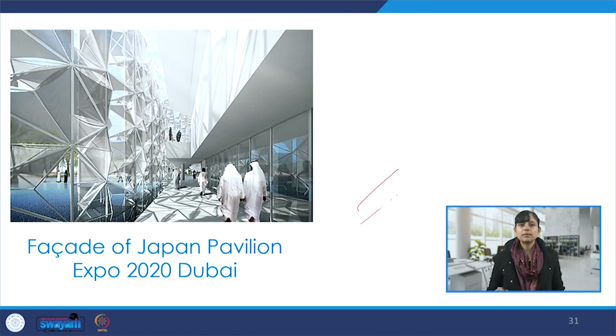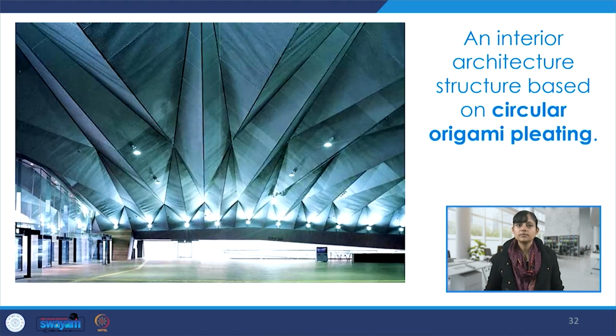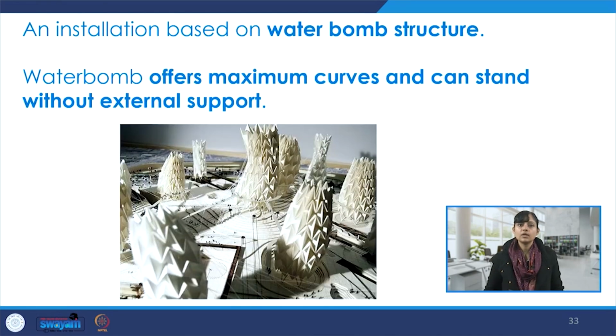We saw some examples from interior architecture where origami has been applied. We saw this very interesting example of circular origami pleating applied in interior architecture for space making. And we did discuss a bit on the pine cone structure and water bomb structure, and how origami inherently has a structure and an embedded system within it.